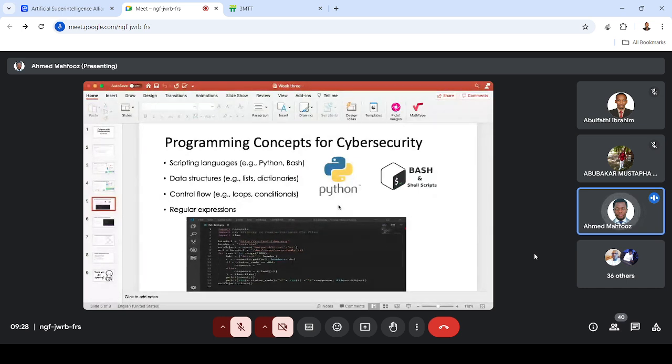Why is Python widely used? Because Python is a general purpose language, and it's very easy to write.